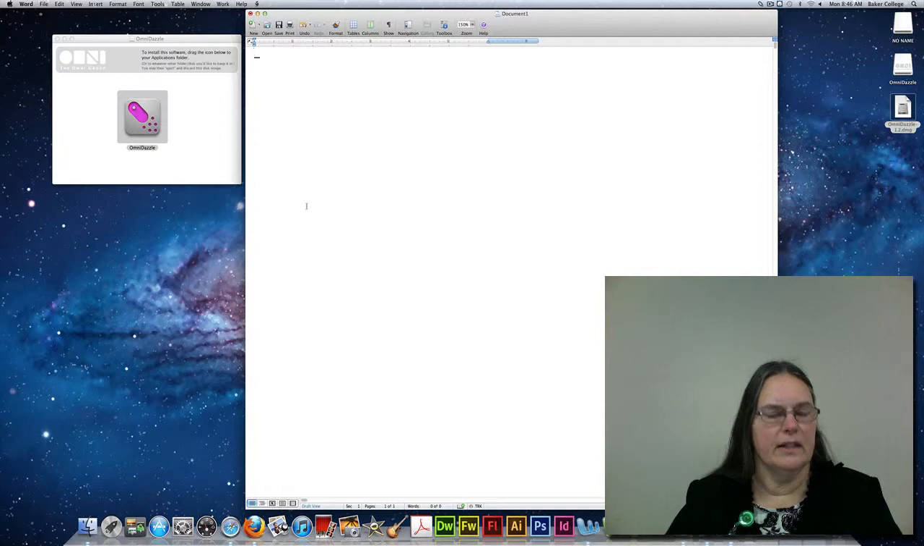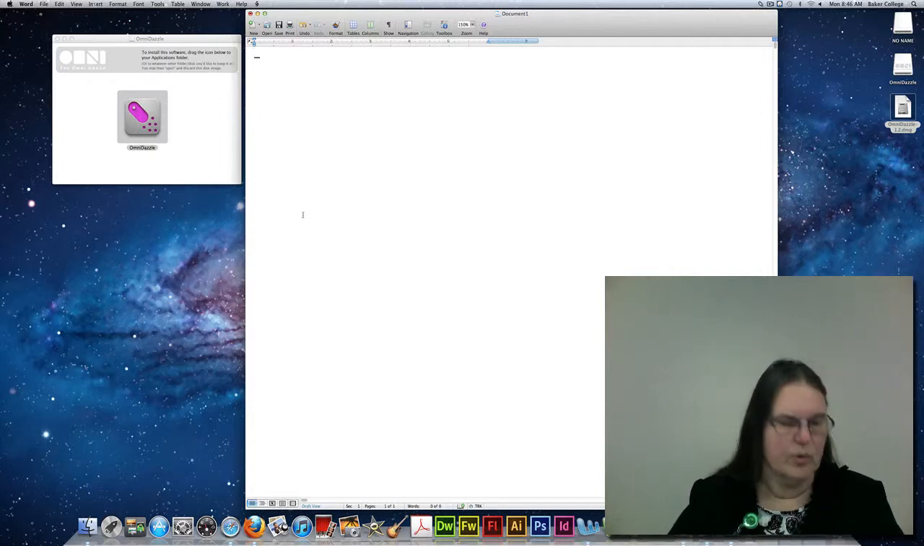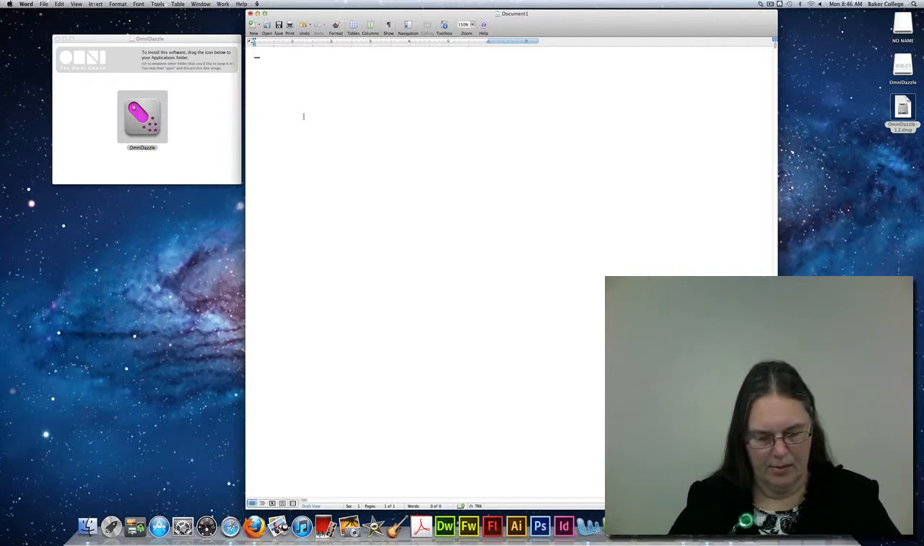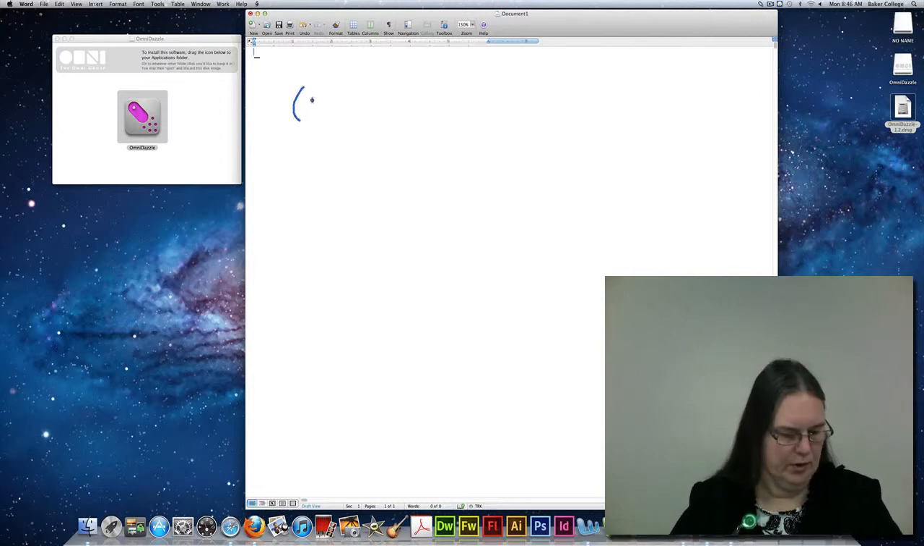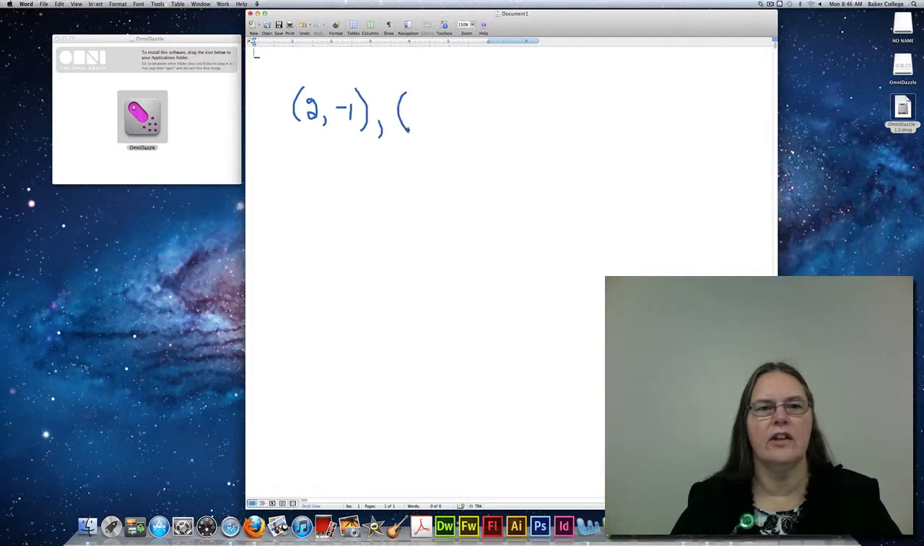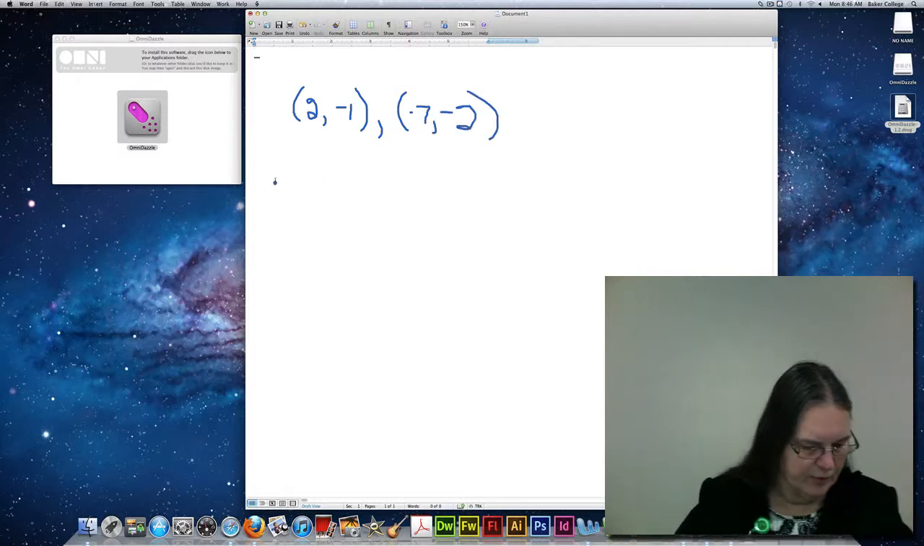The next problem I'd like to attempt for you is a slope problem. You have to find the slope. So they're going to give you 2 ordered pairs. They're going to go 2 and negative 1. And then they're going to say the next ordered pair is the opposite of 7 and the opposite of 2. Okay, here's where you have to remember some information.